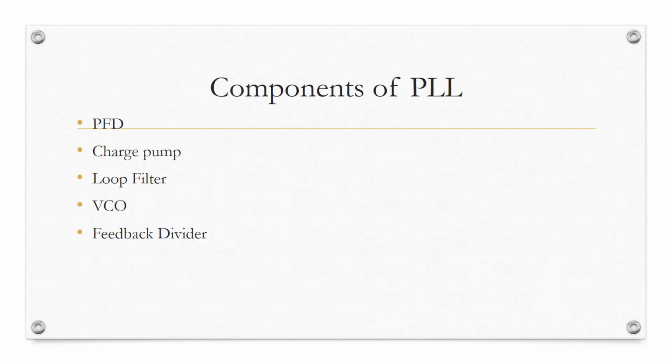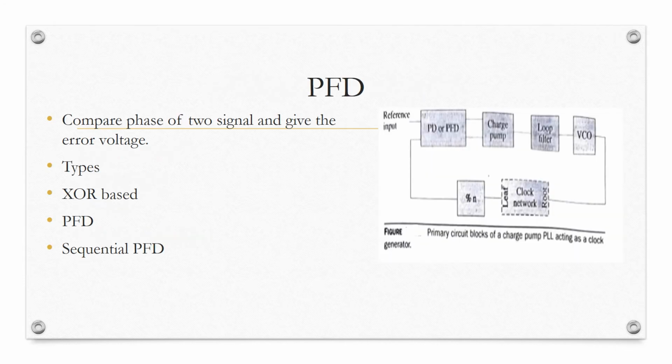Then what are the components of PLL? Phase frequency detector, charge pump, loop filter, VCO, and feedback divider. We'll see them one by one in this lecture. So what is a phase frequency detector? A phase frequency detector compares two signals and gives the error voltage. There are different types of phase frequency detectors: XOR based phase detector, PFD, and sequential PFD.